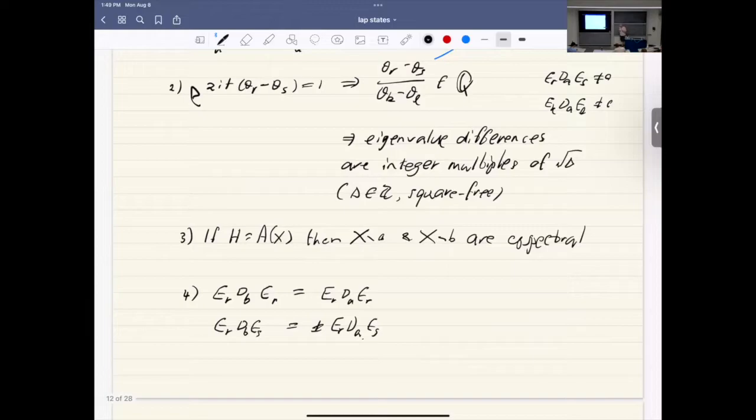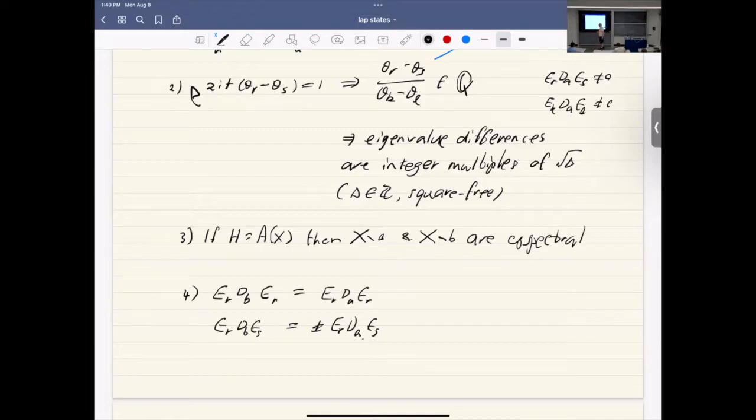If I do have vertex state transfer from vertex A to vertex B, then the induced subgraphs X drop A and X drop B are co-spectral. The adjacency matrices are similar. This is a combinatorial property, a combinatorial consequence of vertex state transfer. So this is kind of nice because you've got this physical property of vertex state transfer tying up to something which is quite familiar to people in graph spectral theory.